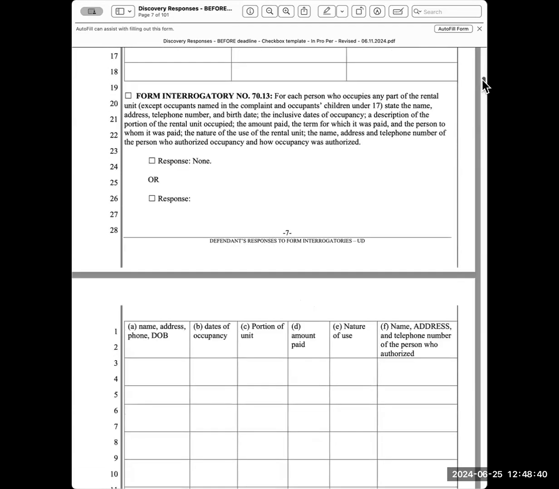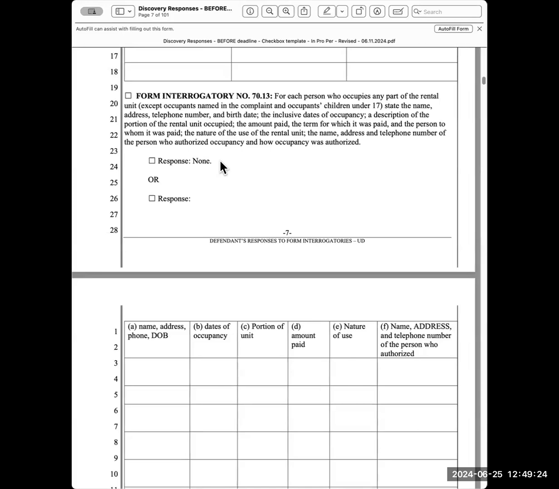Form Interrogatory 70.13 is asking for each person who occupies any part of the rental unit, except occupants named in the complaint and occupants' children under the age of 17. State the name, address, telephone number, birthday, the inclusive dates of occupancy, a description of the portion of the rental unit occupied, the amount paid, the term for which it was paid, and the person to whom it was paid, the nature of the use of the rental unit, the name, address, and telephone number of the person who authorized occupancy, and how occupancy was authorized.